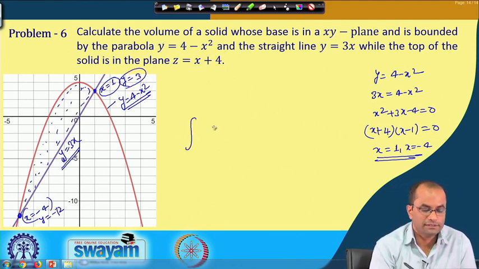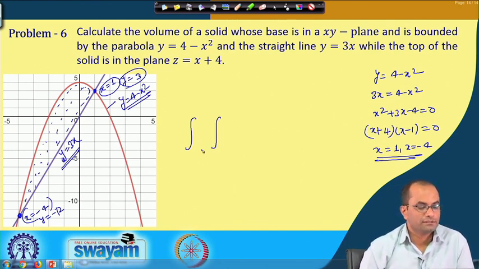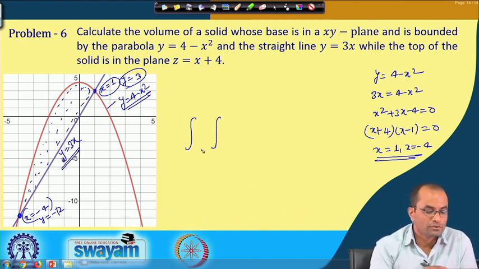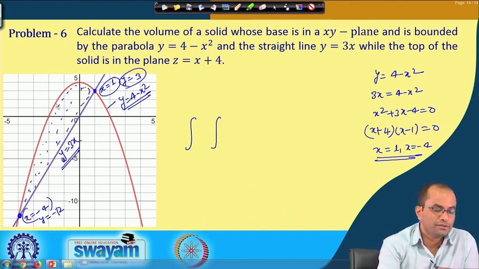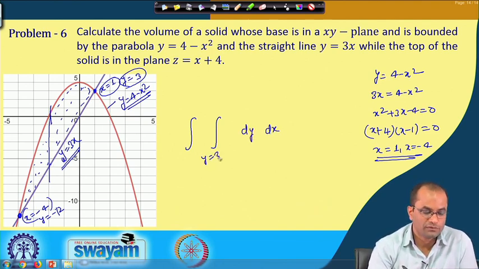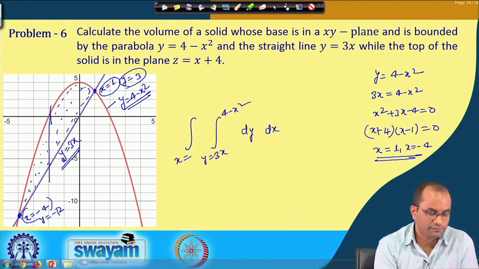Now we want to integrate. We have to write the integrals, and the question is whether we integrate first in the direction of x or in the direction of y. Let us integrate first in the direction of y because that will be easier. In the direction of y it always enters through this line and exits through this parabola, and then dx. So, y goes from 3x to the parabola y is equal to 4 minus x square, and the limits of x will be from minus 4 to 1.